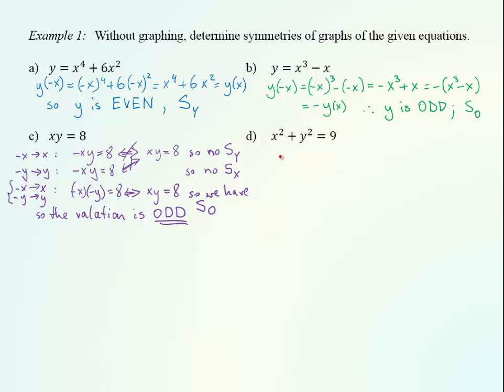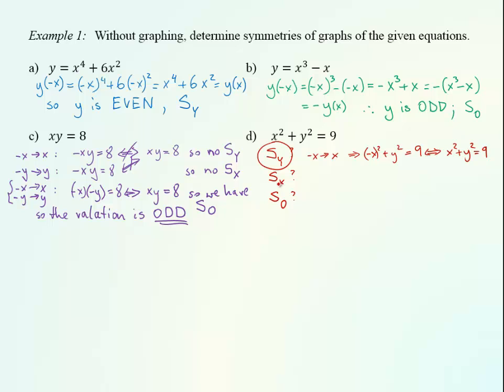And the next relation, again, we want to ask ourselves, do we have symmetry in y? Do we have symmetry in x? Or do we have symmetry in the origin? To check symmetry for y, we replace x by negative x. So if I use negative x instead of x, I have negative x squared plus y squared equals 9, which obviously is equivalent to the original equation x squared plus y squared equals 9. So yes, we have symmetry in the y-axis.